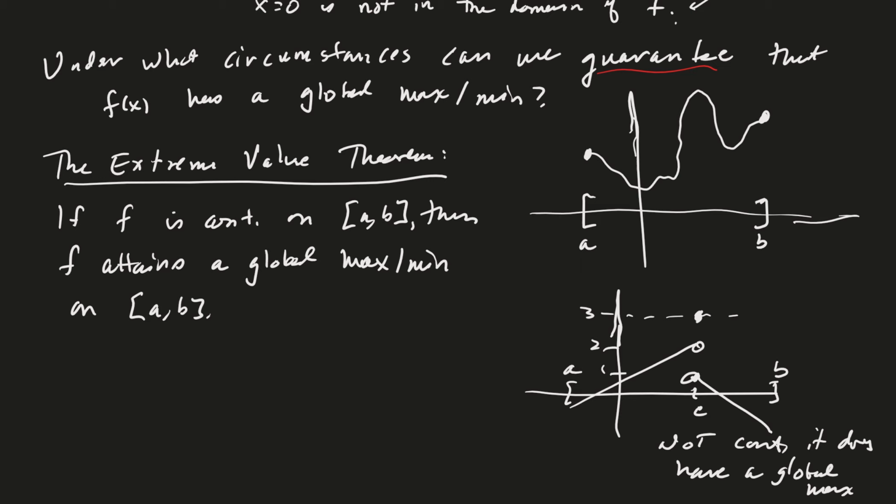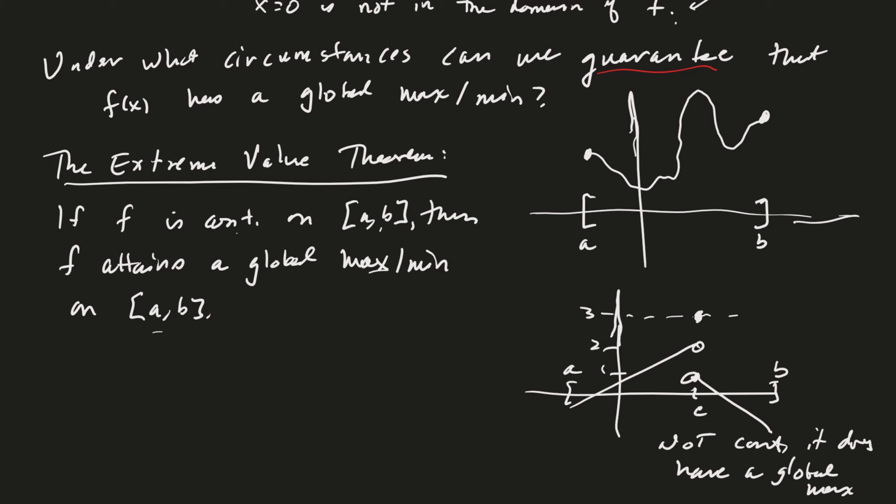By the way, does this function you're looking at here have a local max at x equals c? In fact, it does. It would be the same point. This is kind of a weird example, but okay. So anyway, getting back to the issue: to guarantee that we have a global max and min on the interval, we need the function to be continuous on the closed interval. Good.